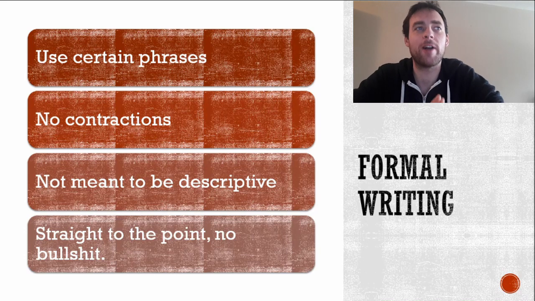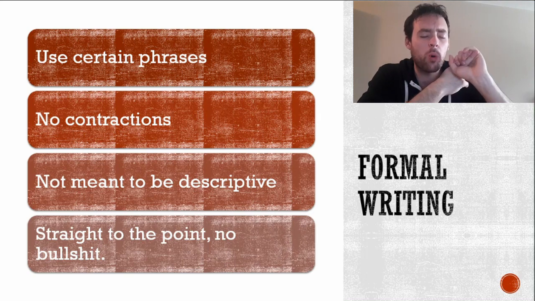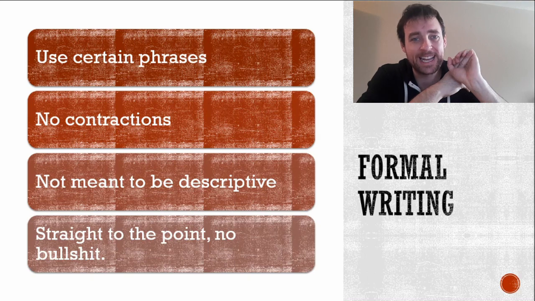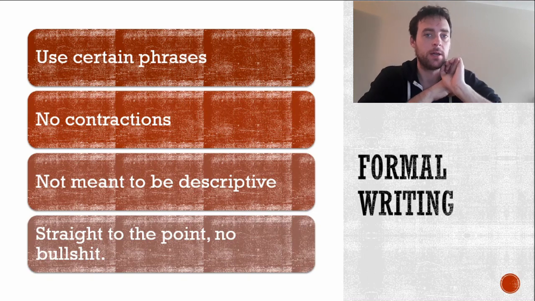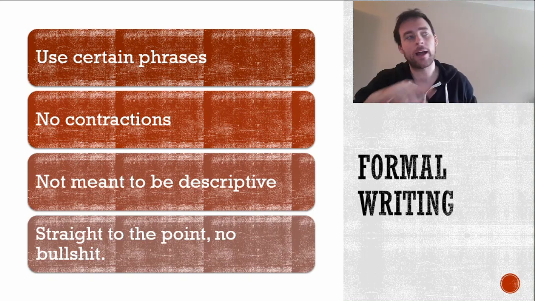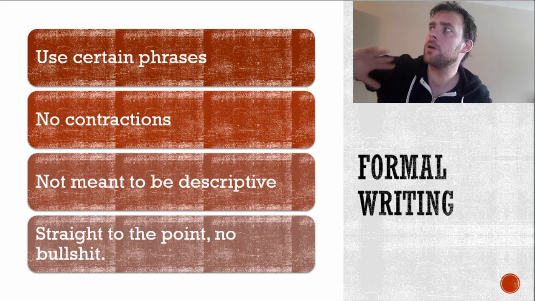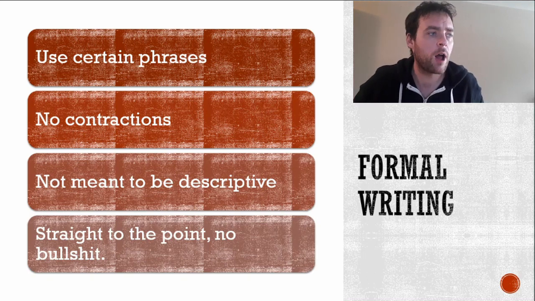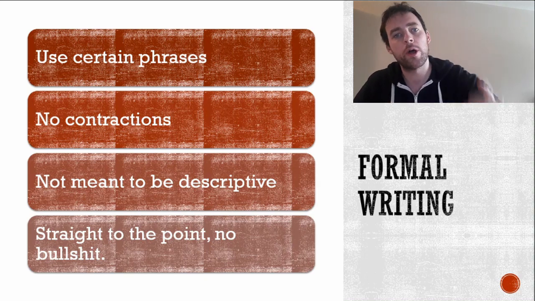Okay, so formal writing. We always use certain phrases. There are absolutely no contractions. I am, you are, he is, they will. It is. Will not. Do not use I'm, won't, don't. Any of those. No contractions. It's not meant to be descriptive. You're not writing a narrative essay. You're not writing an essay about my holiday, and it was so beautiful. And you're not going to use too many idioms in this. You're just basically going straight to the point.